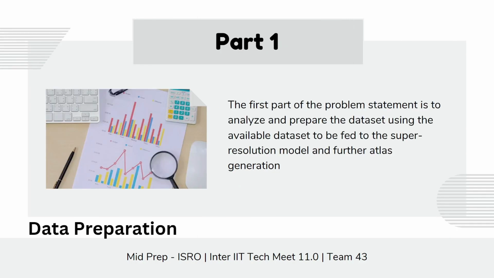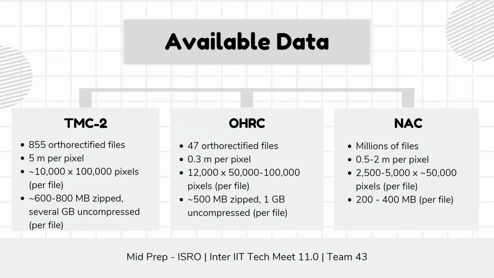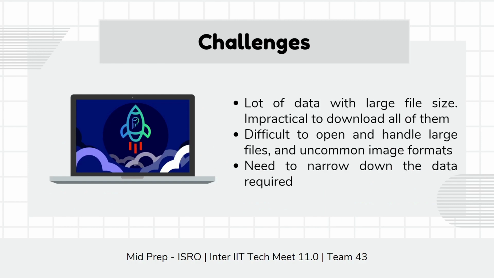The first step was to analyze the data provided to us and prepare it for use in the objectives. We generated training data for the ML model and collated information from images for use in making the atlas. Three data sources were available to us: images from the terrain mapping camera and the optical high resolution camera of the Chandrayaan 2 lunar orbiter, and narrow angle camera images from NASA's Lunar Reconnaissance Orbiter.